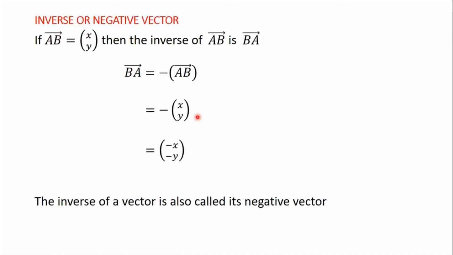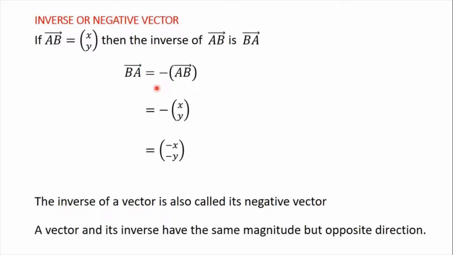The inverse of a vector is also called its negative vector because you are making it minus. A vector and its inverse have the same magnitude but opposite direction. So if you find the magnitude and direction of a vector and its inverse, you will see that the magnitudes are the same, but the directions will be opposite. We have learned how to find the magnitude and direction of a vector. So they will have the same magnitude, but their directions will be different, or opposite.